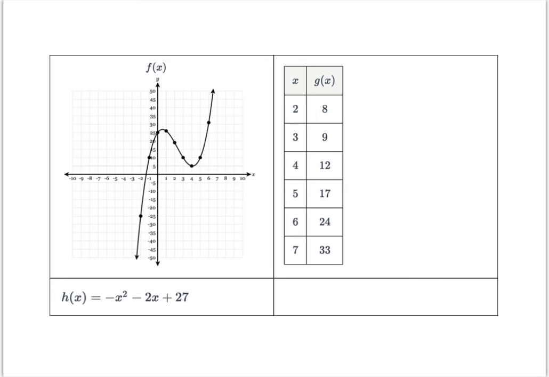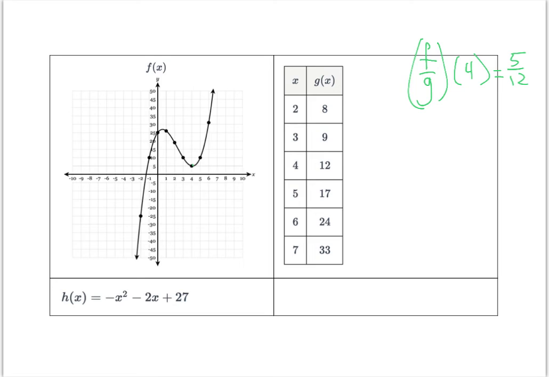Here's an example where I have all three. What if I wanted to find something like f over g of, let's go with 4. What that would really mean is f of 4 over g of 4. f of 4 is 5 from the observation on the graph. g of 4 is 12, and I'd be done.